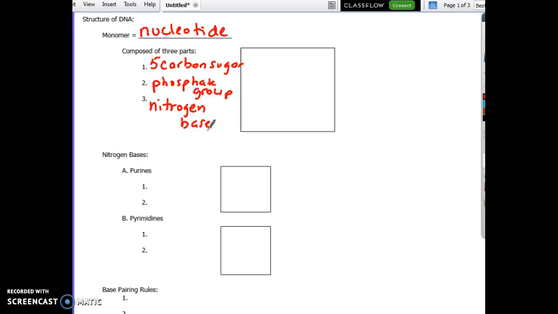Structurally, it looks just like this. A central sugar, so I'll correspond that to part number 1. On one side, what you get is the nitrogen base, and the nitrogen base comes in 2 varieties, which we'll talk about in a few seconds. And then we also have a phosphate group. So that's the second part, and that's the third part. And we named these bonds back a few chapters ago. This bond right here is the N-glycosidic bond. This bond is the phosphodiester.